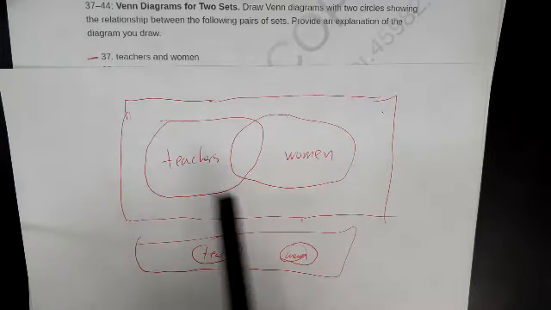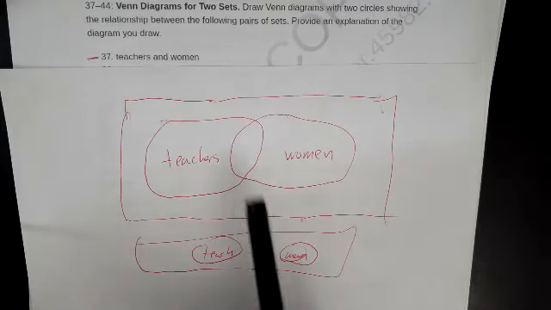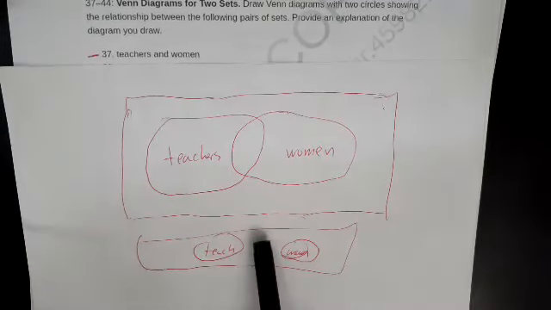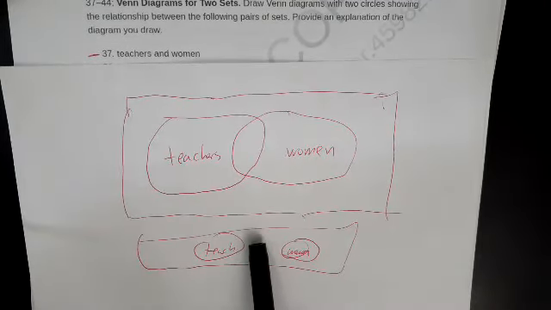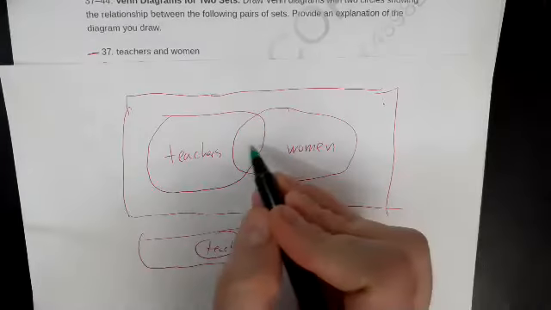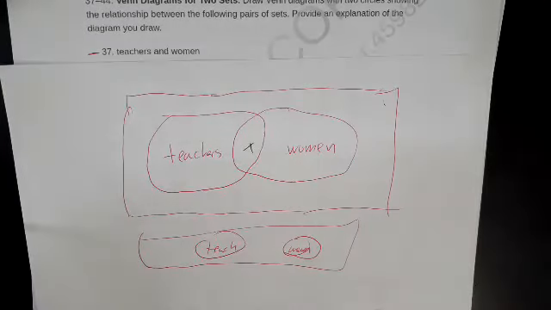The next thing we have to ask is, are they disjoint or do they overlap? If they were disjoint, there's no way to talk about women that are teachers. We want to be able to talk about women that are teachers because we know that there's an overlap there and that exists. There are women teachers out there.